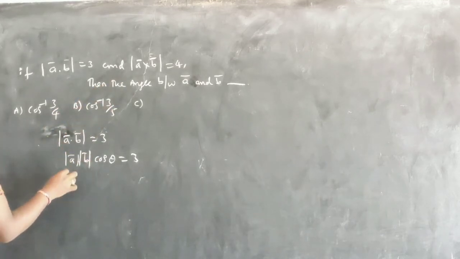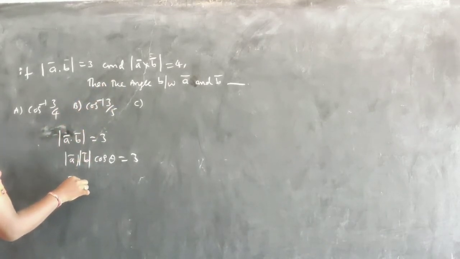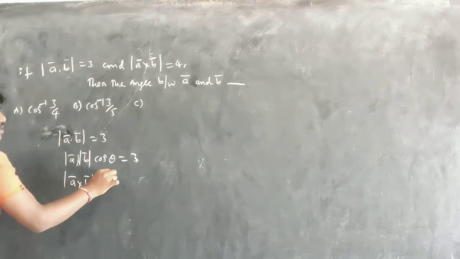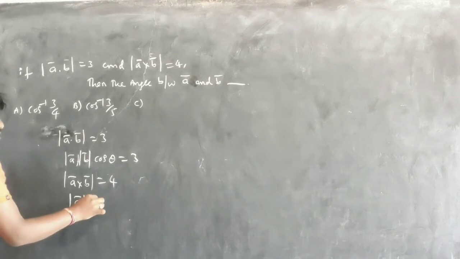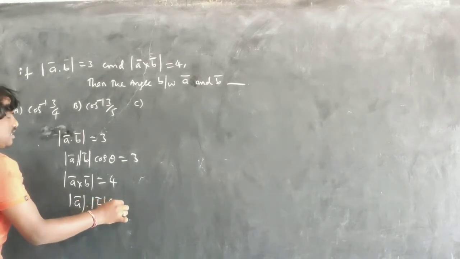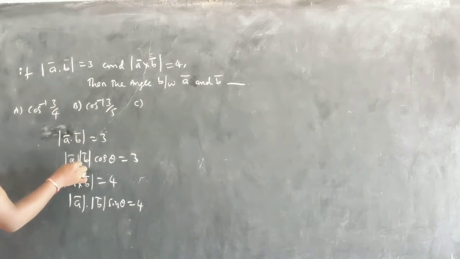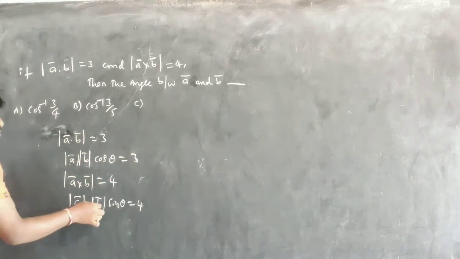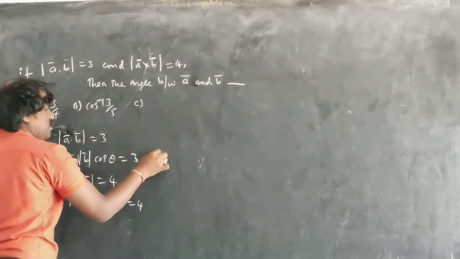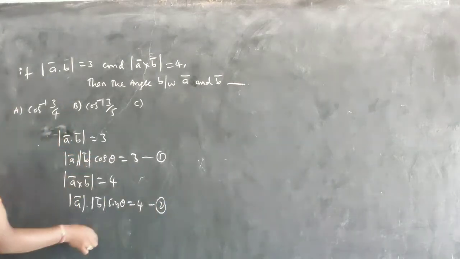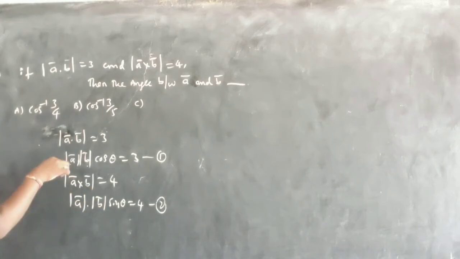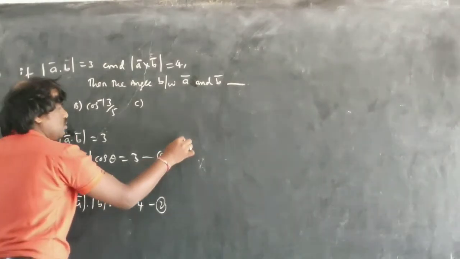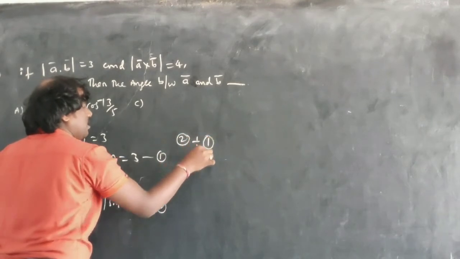And then A cross B, you have mod A cross B is equal to 4. This I can write as mod A mod B sin theta is equal to 4. So mod A mod B cos theta is equal to 3, and mod A mod B sin theta is equal to 4. This is one equation and this is another equation. You divide 2 by 1. So mod A mod B cancel out.